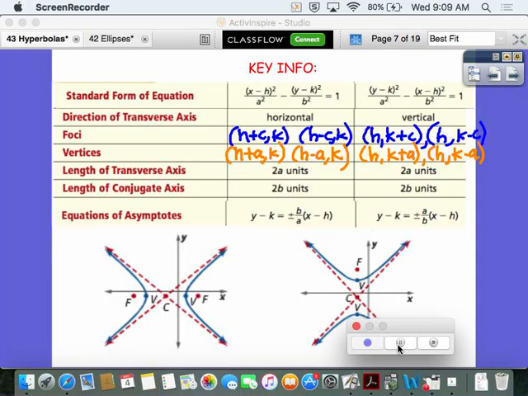All right, so this is definitely something that you would need to know, okay, and be able to distinguish which one goes for a horizontal and which one goes for a vertical, okay? So, let's look at some examples.